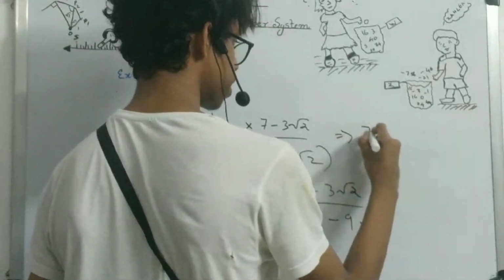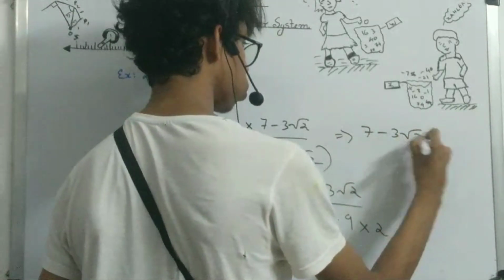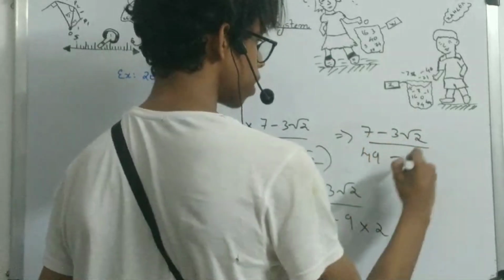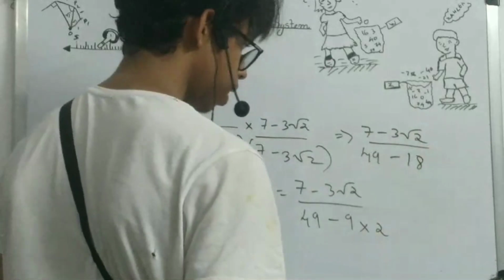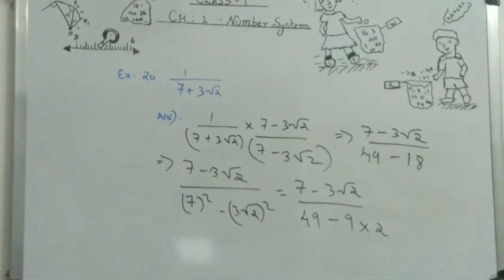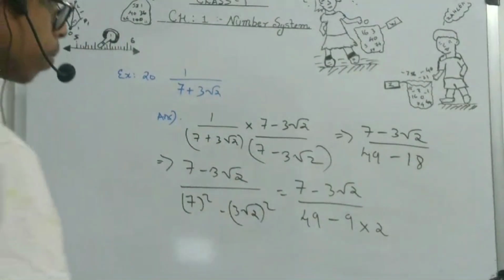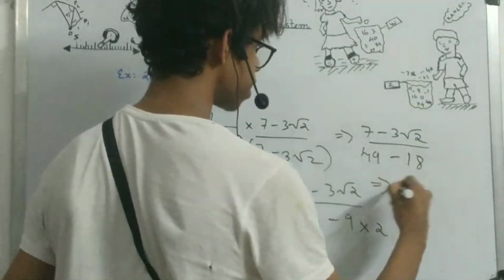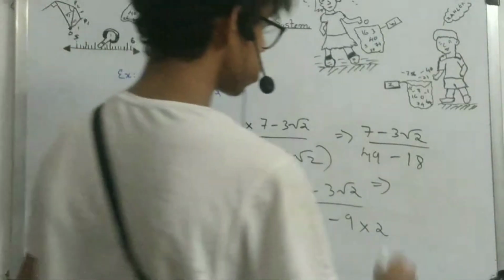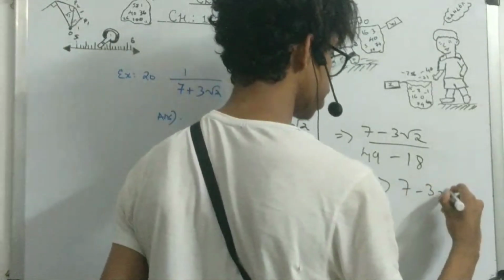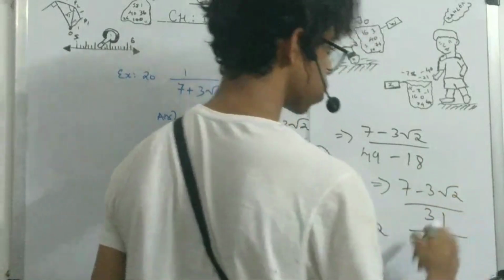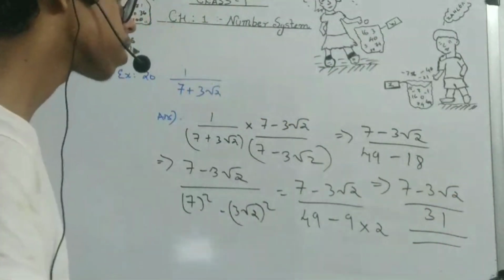So from here we will get 7 minus 3 root 2 divided by 49 minus 2 nines are, we know it is 18. Okay, so 49 minus 18 is what? Okay, so here we will get 7 minus 3 root 2 divided by 49 minus 18 is 31. Okay, so this is your final answer.